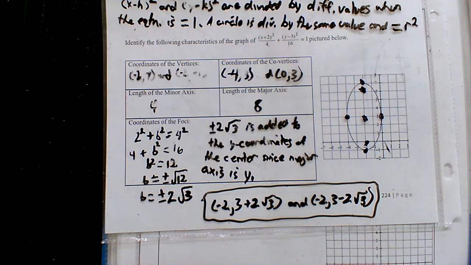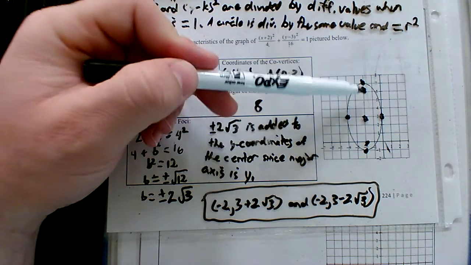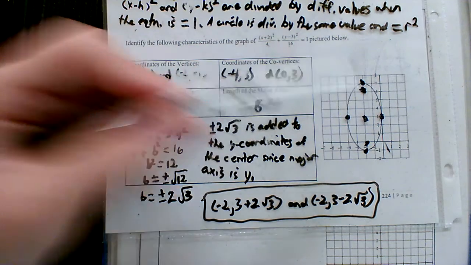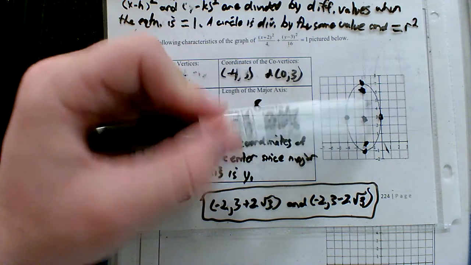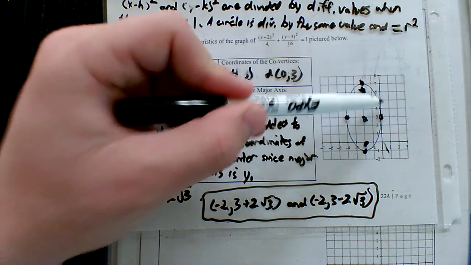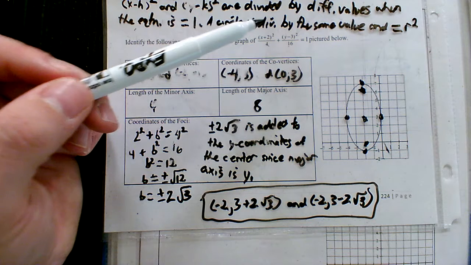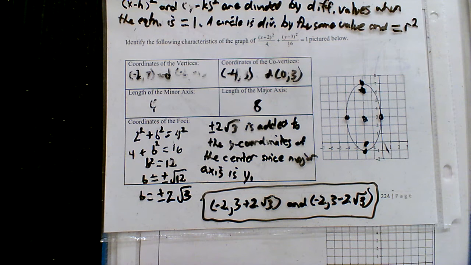Now, a key point to remember, when you're finding those focus points, the focus points are always on the major axis. So in this case, they're on the y's, up and down. But if the ellipse went this direction and the major axis was with the x's, they're going to be from side to side, not on top and bottom. So remember, those focus points are always on the major axis. So if it's the other direction, you have to add or subtract those to your x values, not your y values.